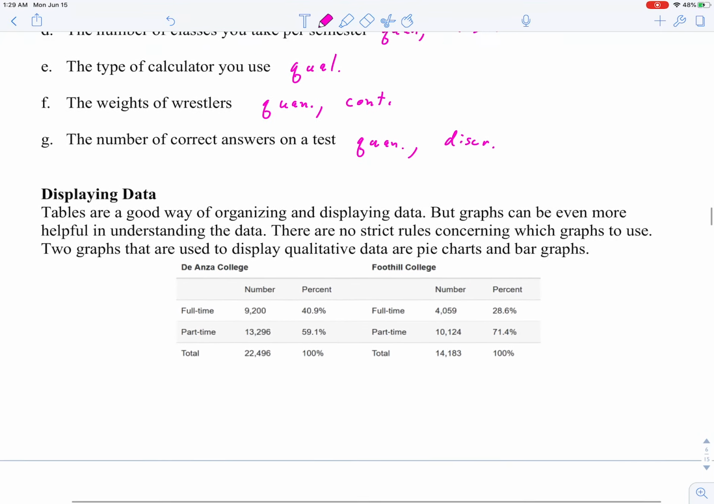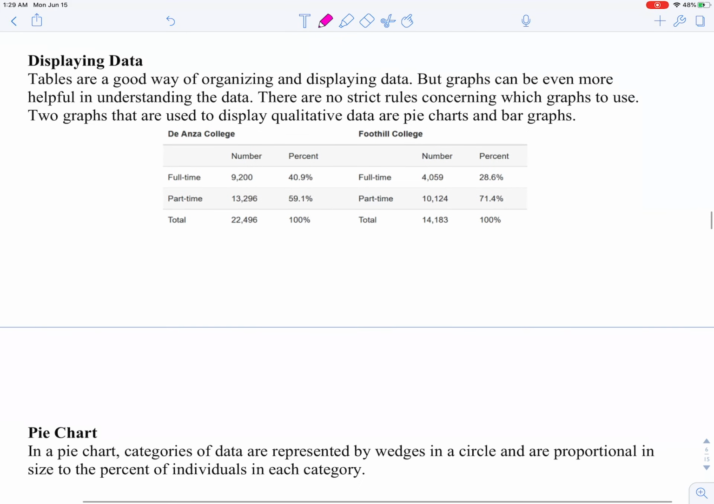All right, moving on here. So displaying data. Tables are a good way of organizing and displaying data, but graphs can be even more helpful in understanding the data. There are no strict rules concerning which graphs to use. Two graphs that are used to display qualitative data are pie charts and bar charts. So you've seen those before, right?